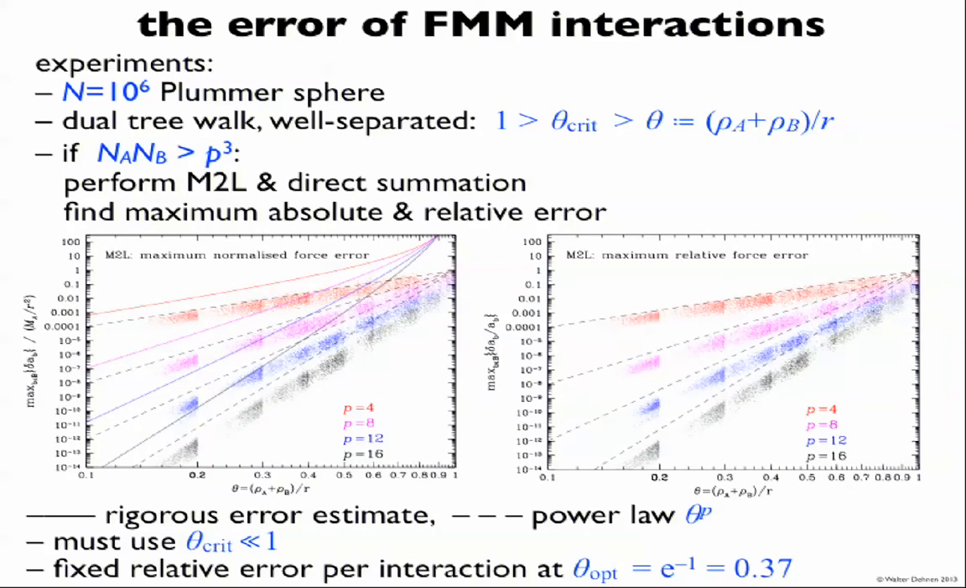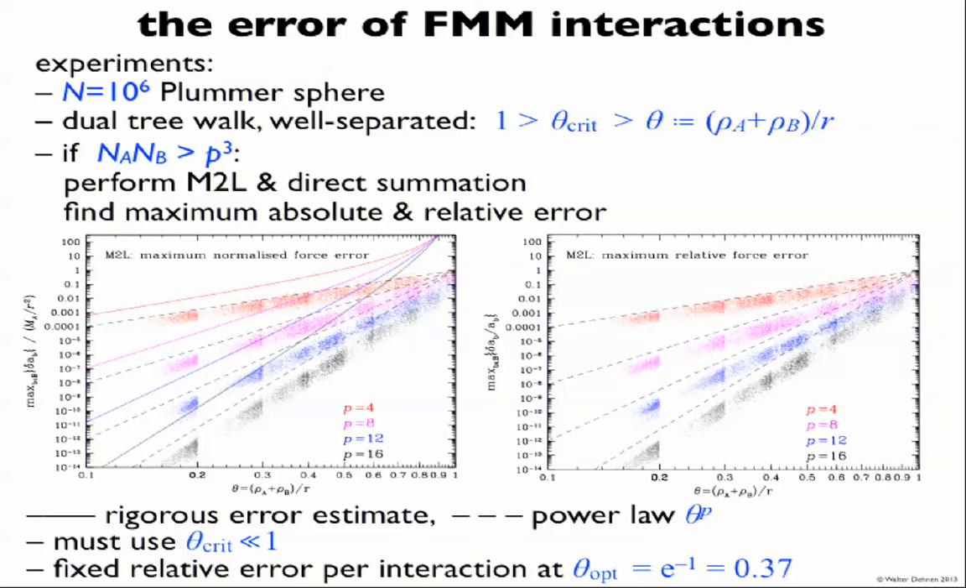And here is the maximum total error normalized by the mean error, essentially the mass of the source cell divided by the distance between the two cells. And here's the maximum relative error. So it's the maximum of the error of the acceleration over the acceleration due to this single interaction for orders P 4, 8, 12, and 16. And the dots are the individual interactions. So each dot is another M to L interaction.